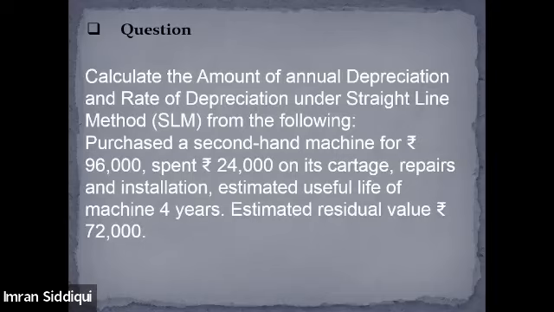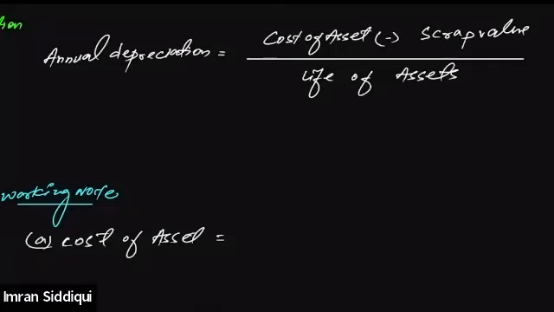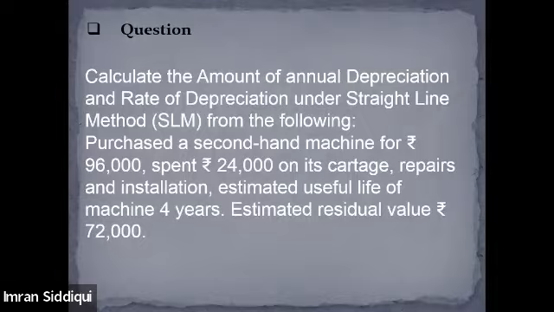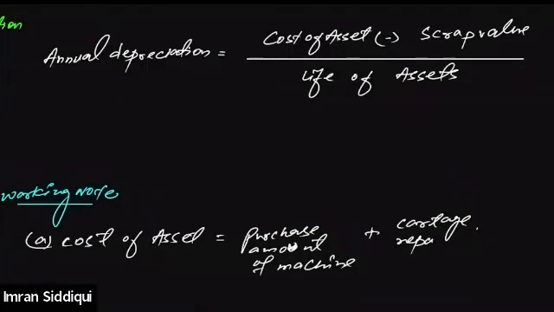You understand that? 24,000 is the cartridge, repair and installation expense. Because it is an expense for the installation of the machinery, it will be considered part of the cost of asset. So the total cost of asset will be the purchase amount of machine, and apart from this, we'll also add cartridge, repairs, and installation expense.